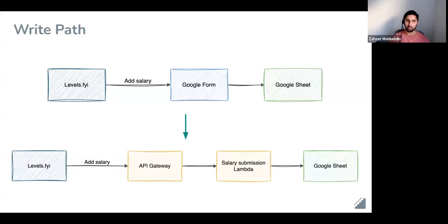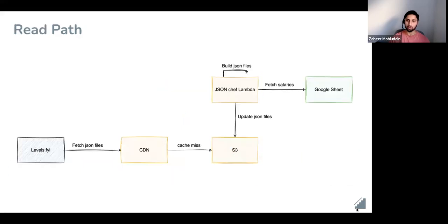In the next slide, I'll go over the read path. On the read side of things, we would fetch data. We couldn't read data from Google Sheets directly. We would hit limitations and bottlenecks. It was actually quite slow to call Google's APIs directly. It's not optimized for a live use case with heavy traffic like ours.